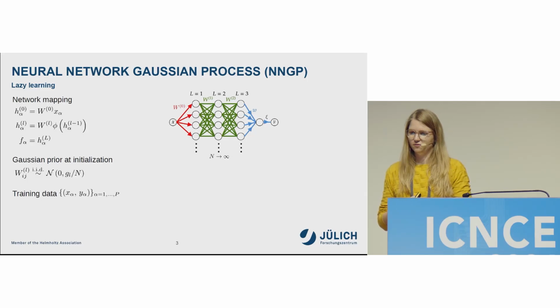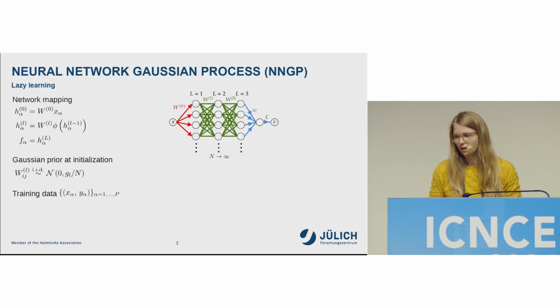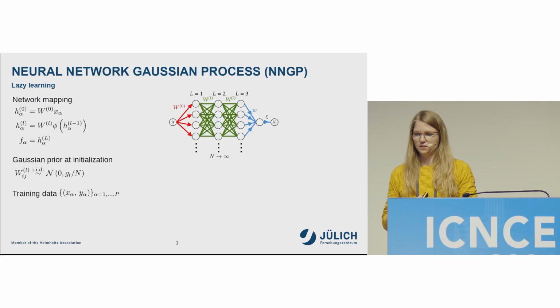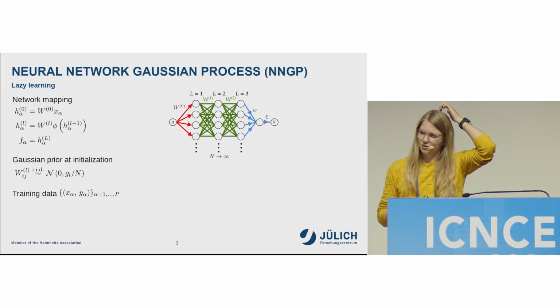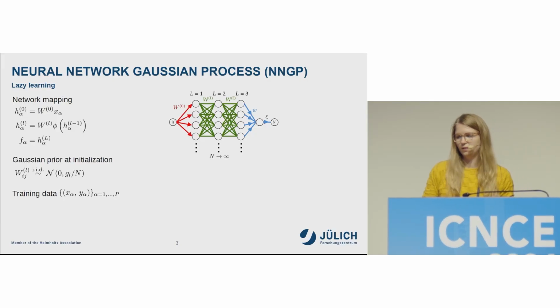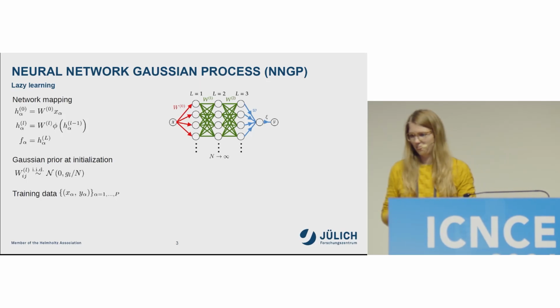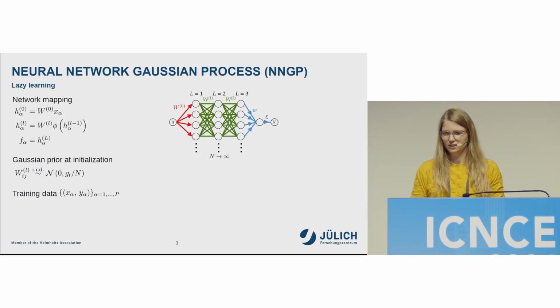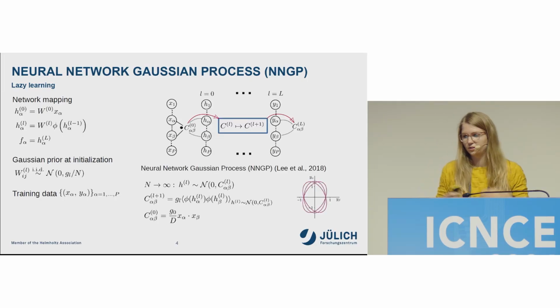We look at a feed-forward network with L layers, and now we assume that there's a Gaussian prior on the network weights at initialization. And then on top, we have a training data set of P data samples with inputs X and labels Y. And now when we take the network width n to infinity, what we get is the so-called neural network Gaussian process kernel.